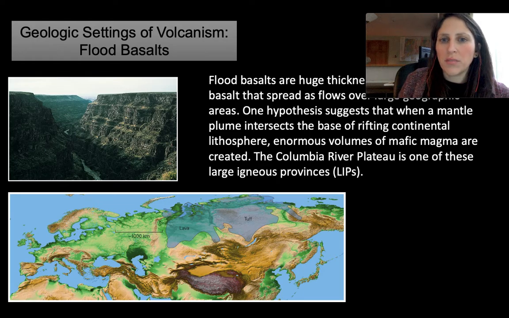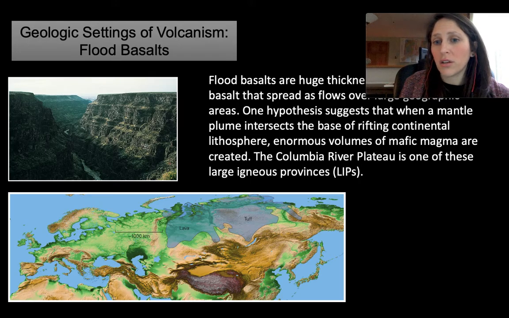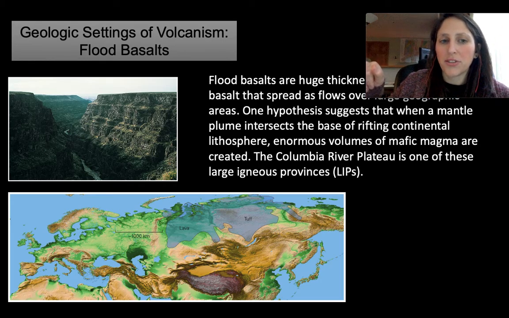And then flood basalts. Flood basalts produce a flood of basalt, so to speak. You can imagine fissures in divergent settings, where the crust is separating and spilling out all of this lava on the surface. So you'll get large areas of just basaltic flow. These are from flood basalts, and they are usually associated with these specific types of geologic settings when a mantle plume intersects the base of rifting continental lithosphere.